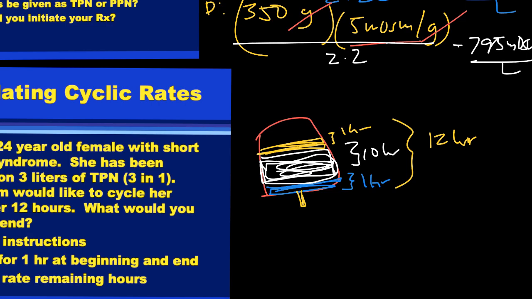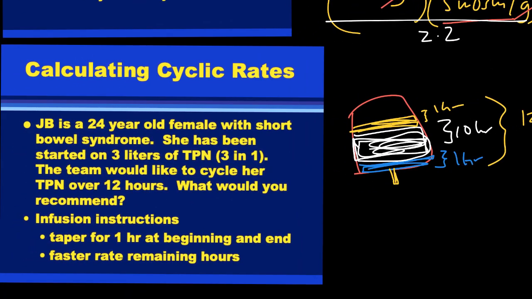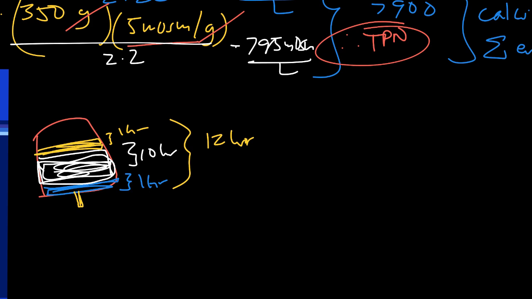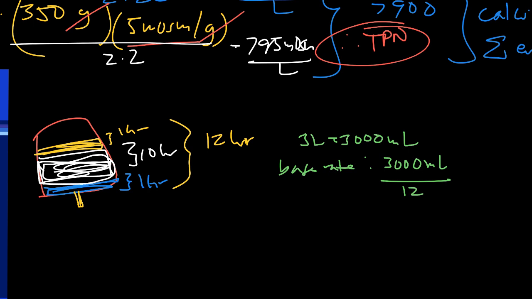So how does that work mathematically? You have a 3-liter solution, which is 3,000 milliliters. First you're going to divide to get the base rate. You're going to divide 3,000 by 12 because you're running it over 12 hours. That should give you 250 milliliters per hour.